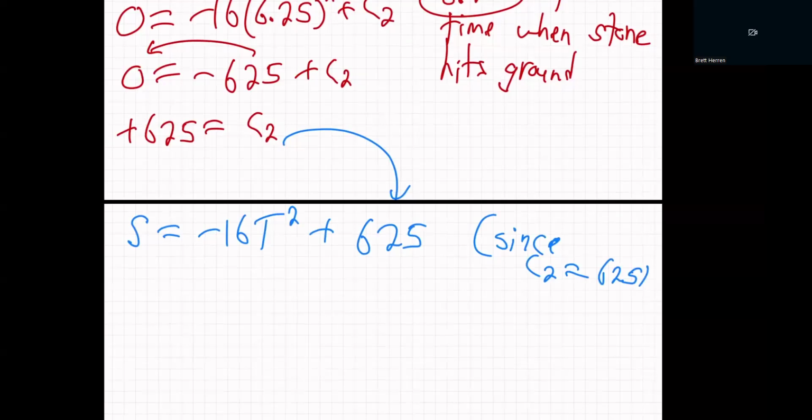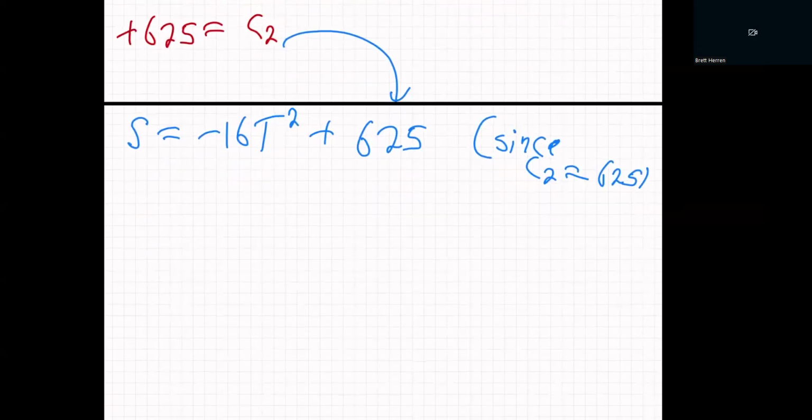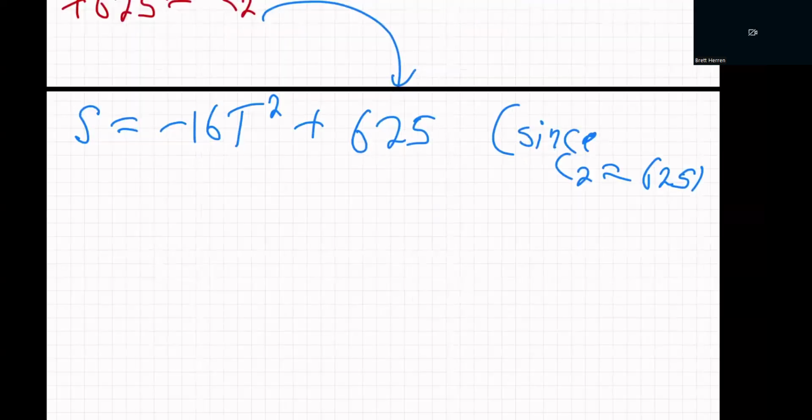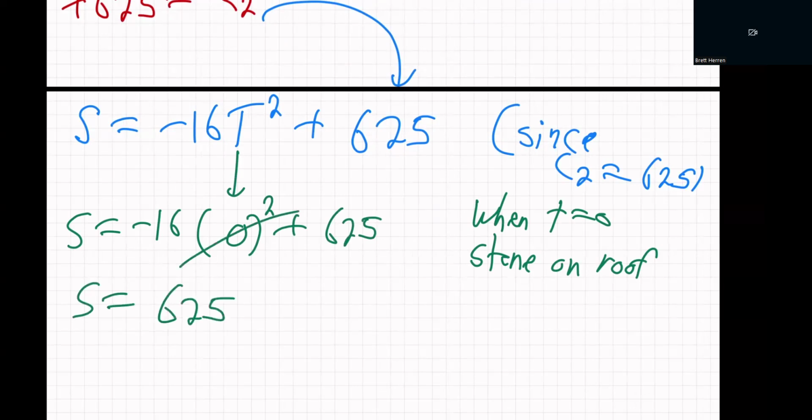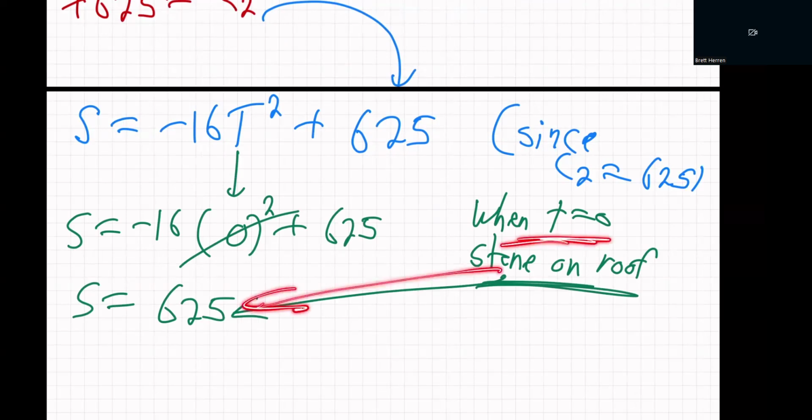Okay, now we have the position equation. All right. Last thing, what do we want to know? We want to know the height of the roof. Well, how do you find the height of the roof? When t is zero, the stone is on the roof, right? So if I plug in zero for t, this goes away and I get 625. That must be the height of the roof, because that's where the stone started. At time zero, the position is the roof. And there it is, 625. That's how tall the roof is. And so there we go.